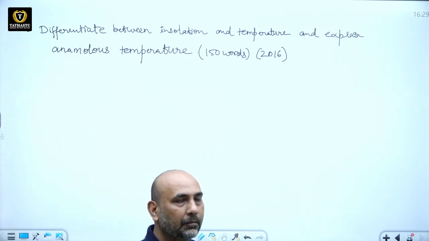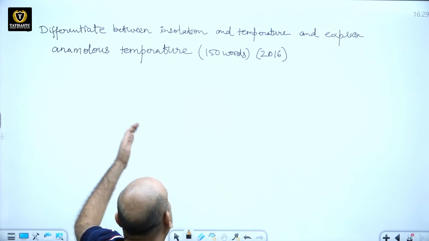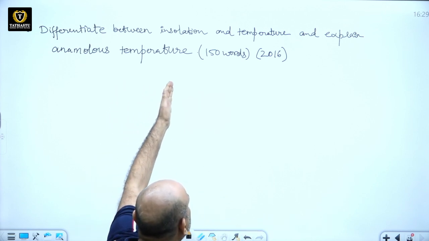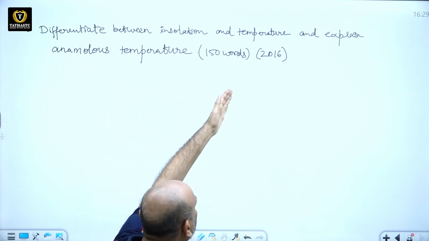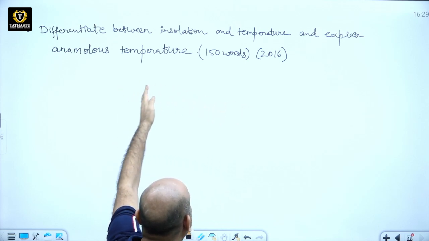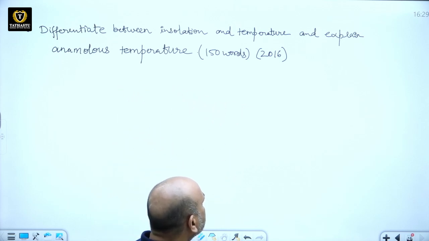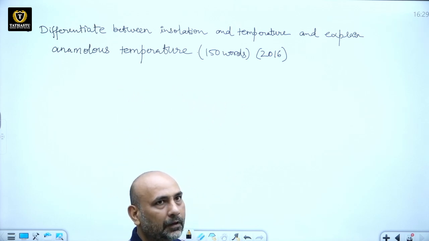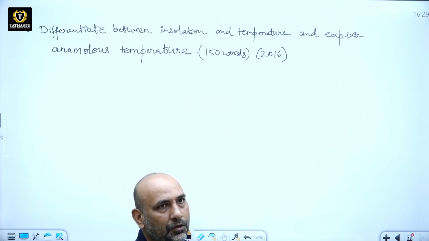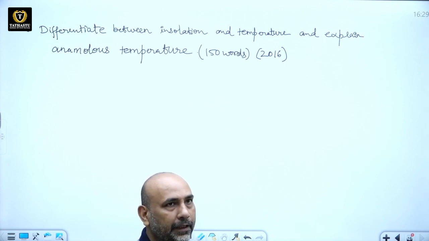I was talking about contextual terminology in geography. See, the question is: differentiate between insolation and temperature and explain anomalous temperature. 2016, 150 words. This could be a subpart of the first question itself. The first question is related with five subparts of short notes, 10 marks, 150 words. Shall I answer this question?